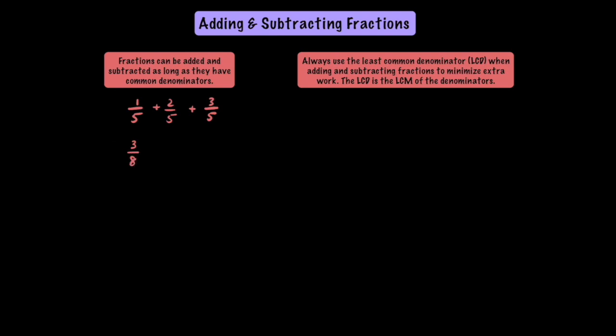Similarly, if you had something like 3/8 plus 7/8, that would then become 10/8. Since 10 and 8 are not relatively prime, we know that we can simplify them by using their GCF.